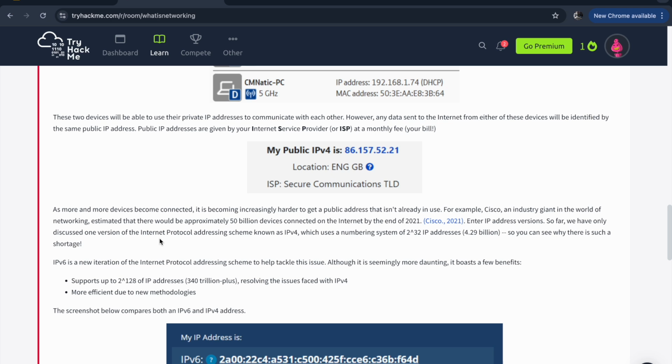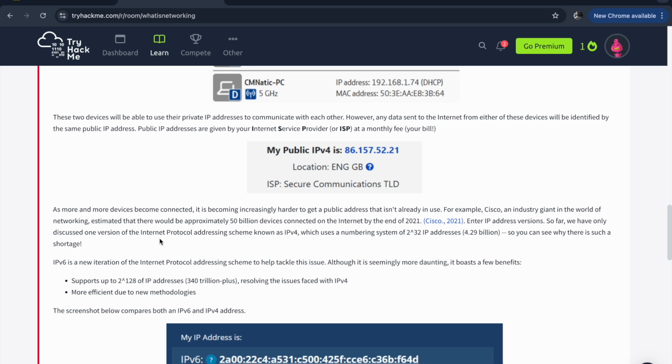So as more and more devices become connected, it is becoming increasingly harder to get a public address that isn't already in use. That's why we also use IPv6. Right now we have IPv4, which everybody's using a lot. Everybody has a lot of devices, so now it's getting overflow. That's why we invented IPv6. It's going to be talking about it right now.